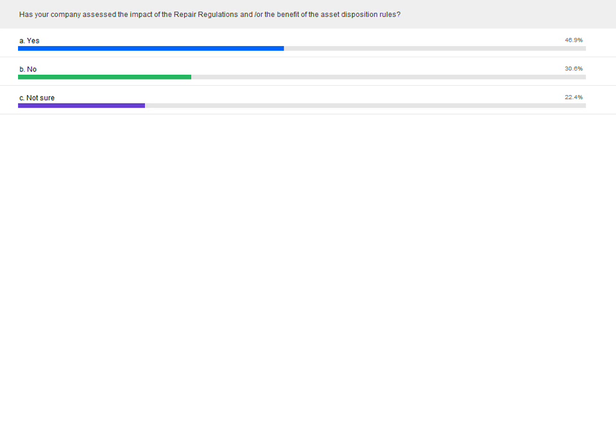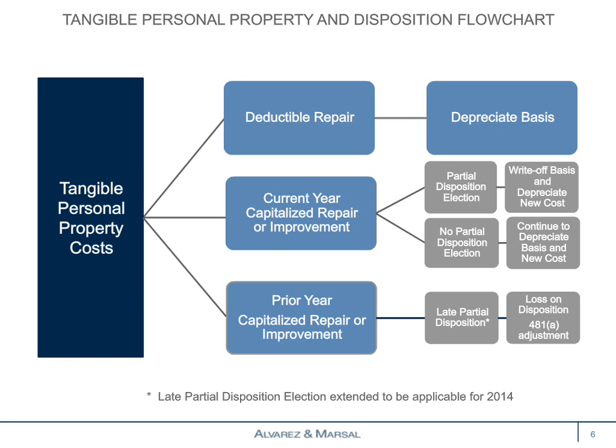So, Mark, can you take us to the next step, so we can put everything in perspective? We put up here on the screen a graph of the tangible personal property and disposition flow chart, just so everybody on the webinar can get a full understanding of how all the pieces fit together and what the process looks like.